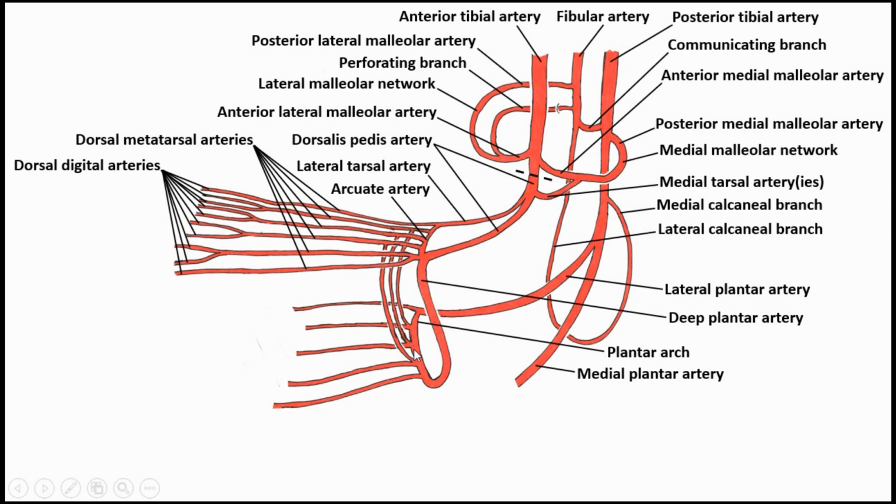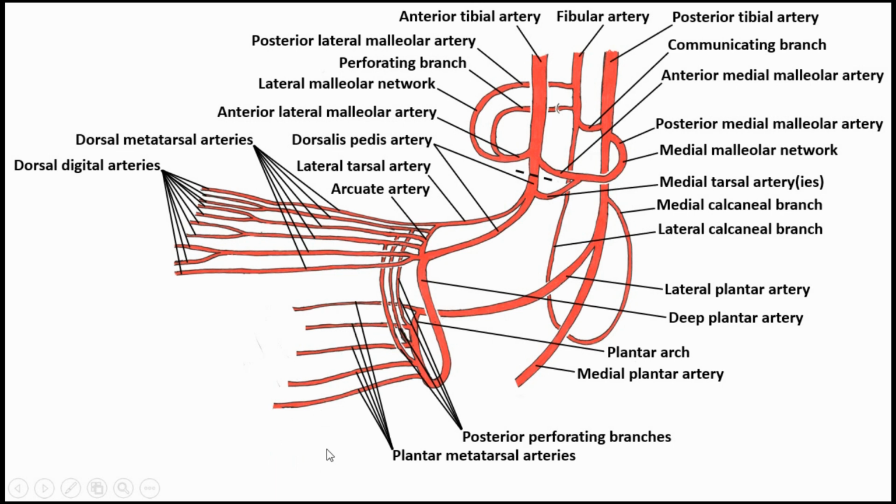But off this plantar arch, we have some really interesting things happening. We've got branches that are going up in between neighboring metatarsals to actually give a little additional anastomotic blood supply with the dorsal metatarsal arteries. So these are called posterior perforating branches, and they're heading superiorly. And we have other branches stretching distally and anteriorly across the sole of the foot, plantar metatarsal arteries.